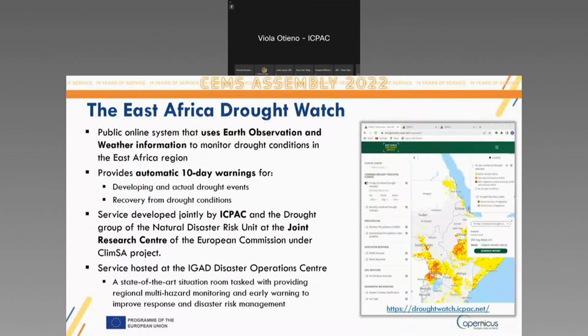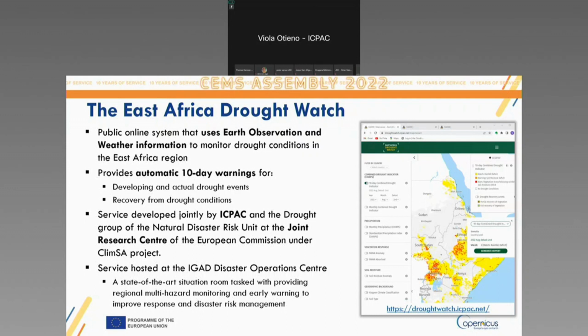So the East Africa Drought Watch is a publicly available online system. It uses Earth observation data, but also weather information to monitor drought conditions. On the system, you're able to get automatic 10-day warnings for developing and actual droughts, but also for recovery of drought conditions as well. As mentioned, this is one of the services we have developed with the Joint Research Center, specifically the Drought Group of the Natural Disaster Risk Unit under the project CLINSA.